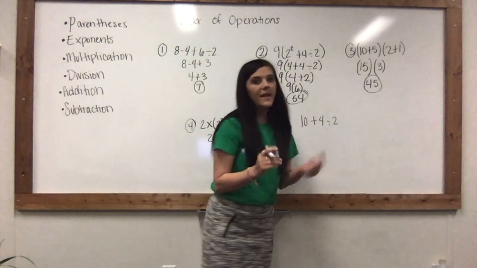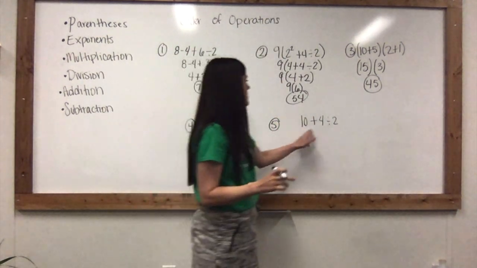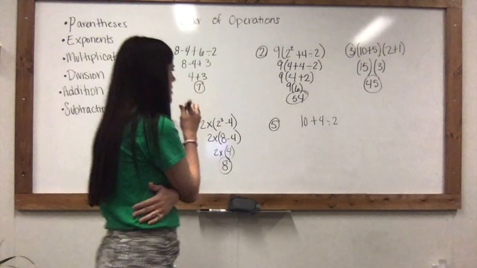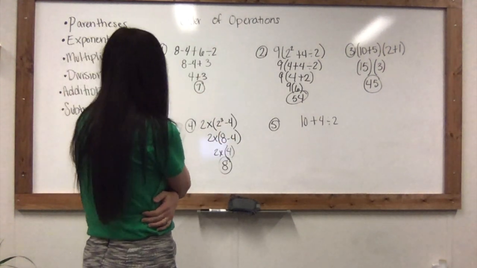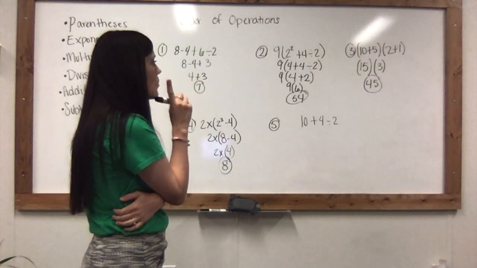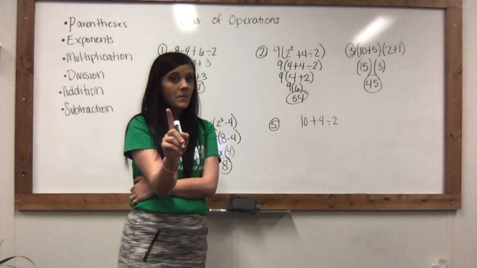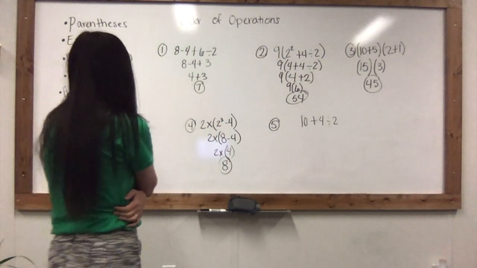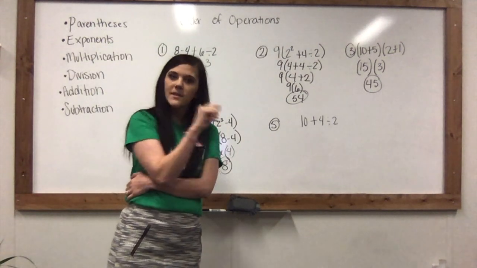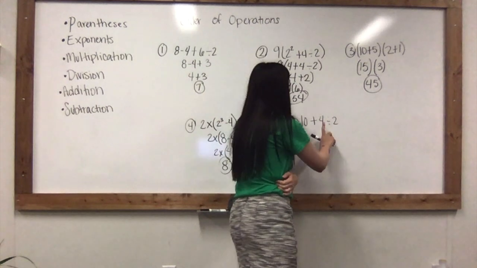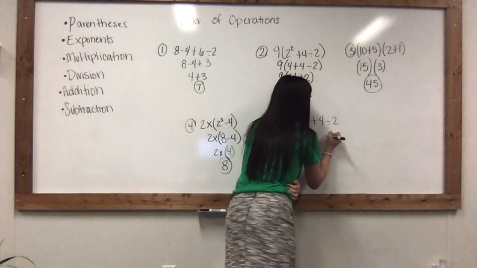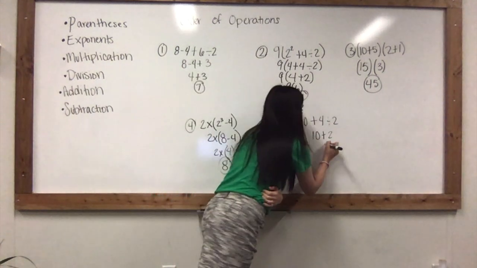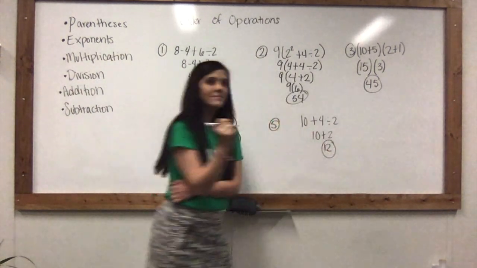Okay, and our last problem here, we have 10 plus 4 divided by 2. What comes first in order of operations? We don't have any parentheses. We have no exponents. We do have division, so that's what we're going to start with, okay? So 4 divided by 2 is going to give us 2. Then we have 10 plus 2, which is going to be 12.